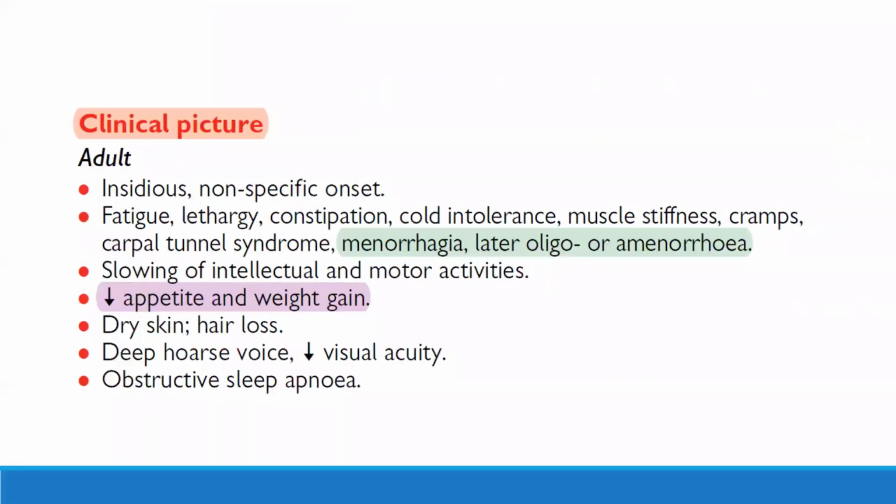Clinically, this is an insidious, non-specific onset. Usually the patient presents with fatigue, lethargy, constipation, cold intolerance, muscle stiffness, cramps, carpal tunnel syndrome, menorrhagia, or oligo or amenorrhea. Slowing of intellectual and motor activity, decreased appetite and weight gain. Dry skin, hair loss, deep hoarse voice, decreased visual acuity, obstructive sleep apnea.